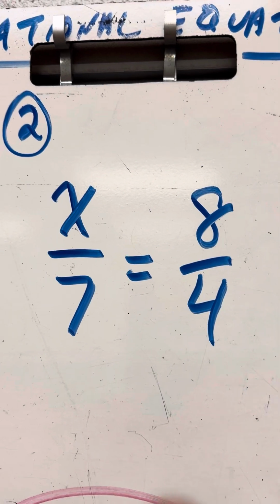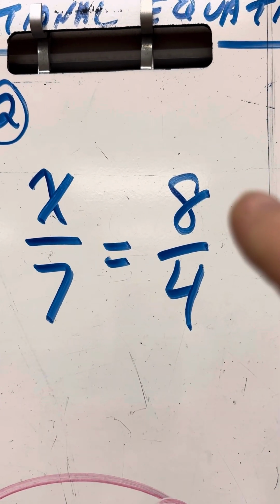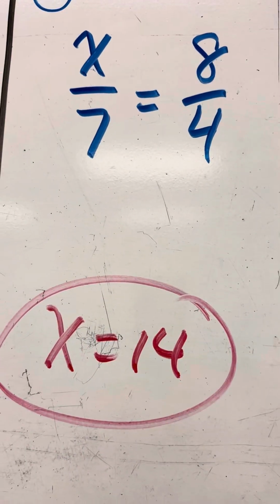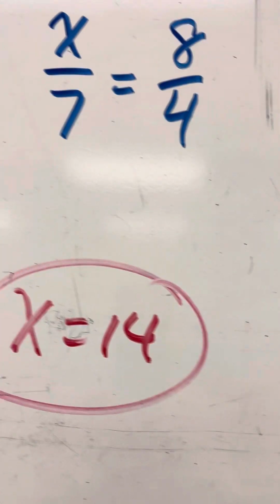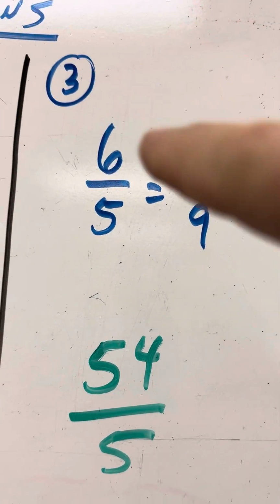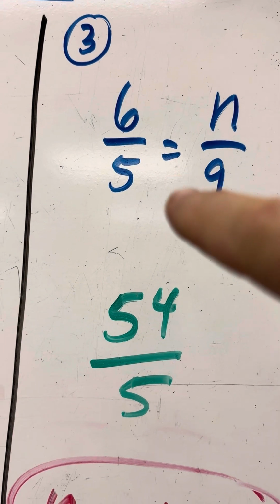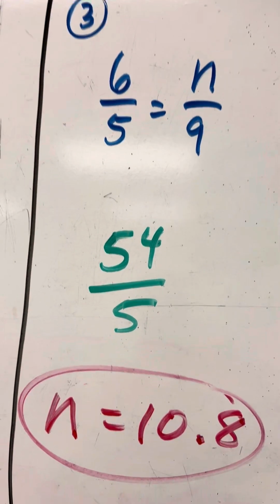Same thing here. 7 times 8 is 56, divided by 4 is 14. 6 times 9 is 54, divided by 5 is 10.8.